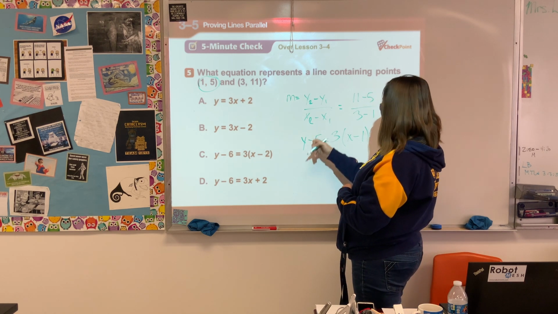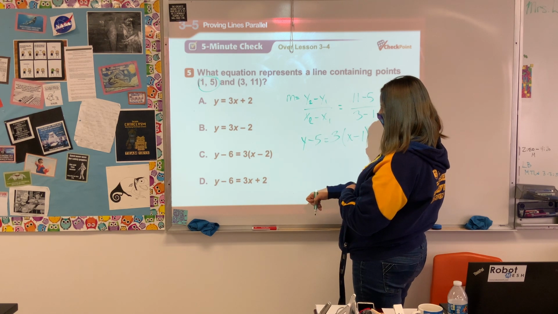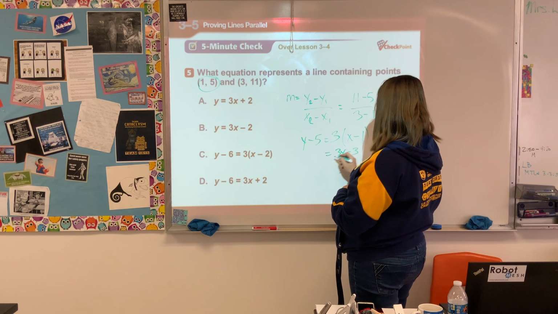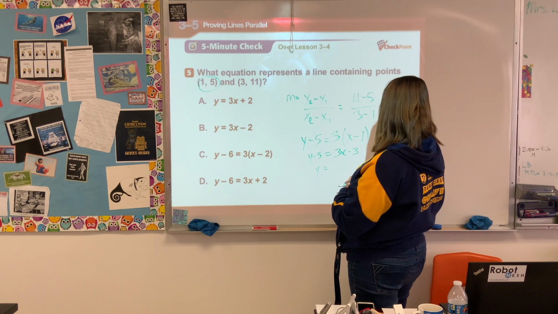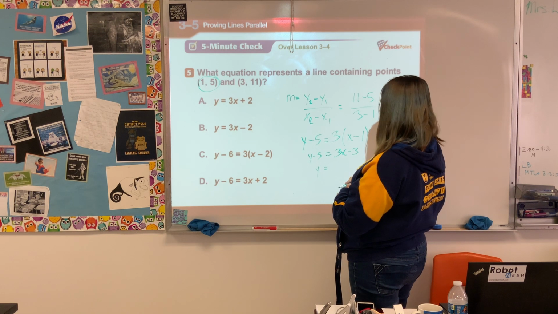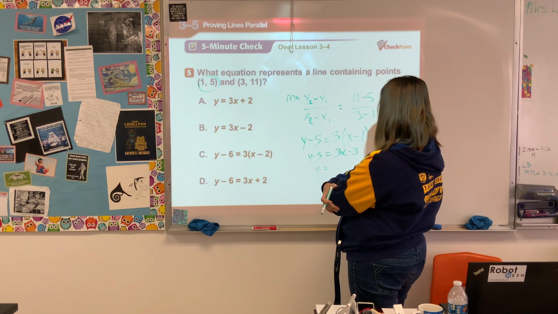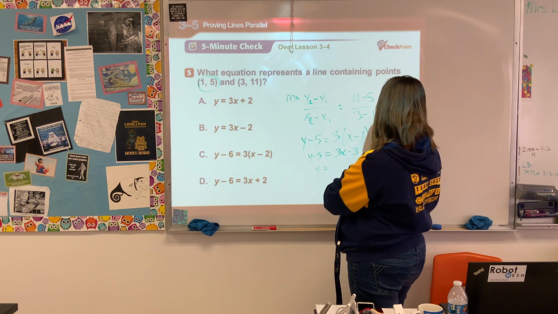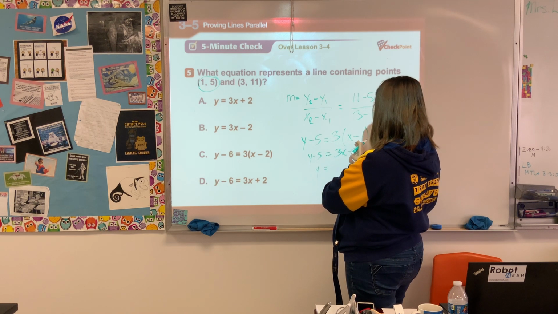Okay, so at this point, y minus 5, I don't have anything that's y minus 5. So I'm going to have to distribute: 3x minus 3. Add 5 to this side. Something's not right. Try the other one. It's not a matter of the point. Here's our slope. y subtract 5, 3x minus.